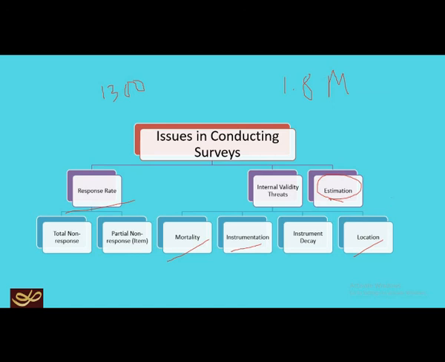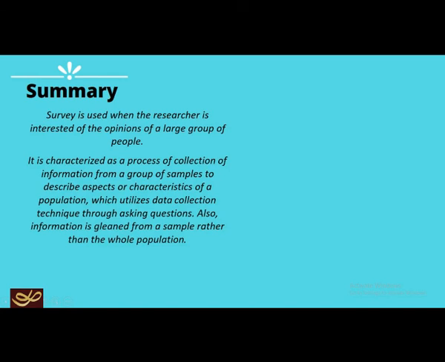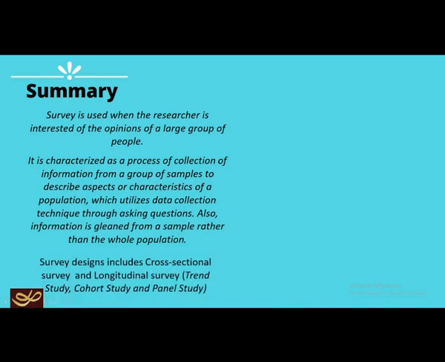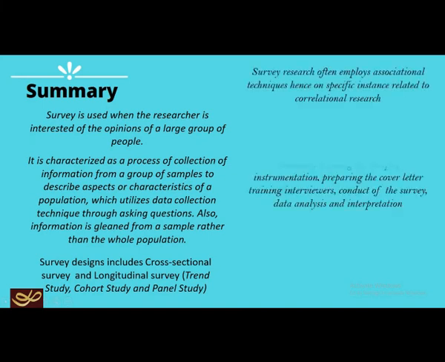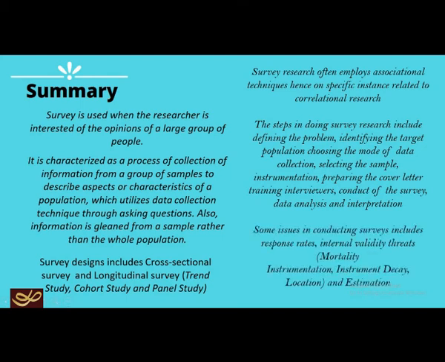That is why this is very important. Estimation becomes an issue when sampling is poor. Okay? So sampling is very important. All right. Now, as a summary to this, we've highlighted that survey is used when the researcher is interested in the opinions of the large group of people. It has several characteristics, and then this includes cross-sectional and longitudinal surveys. It is related to other types of research designs. There were very important steps and there were issues that we have to consider for that matter.